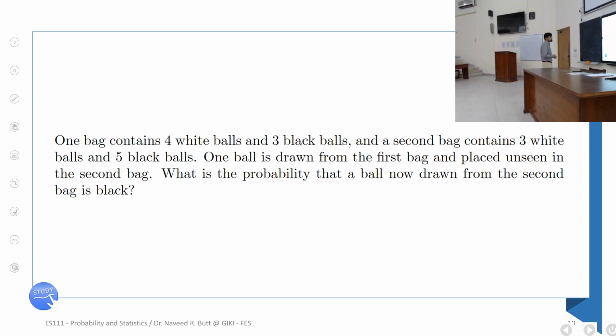A bag contains 4 white balls and 3 black balls, and a second bag contains 3 white balls and 5 black balls. One ball is drawn from the first bag and placed unseen, so you don't know which one you picked up, right? In the second bag. What is the probability that a ball now drawn from the second bag is black?